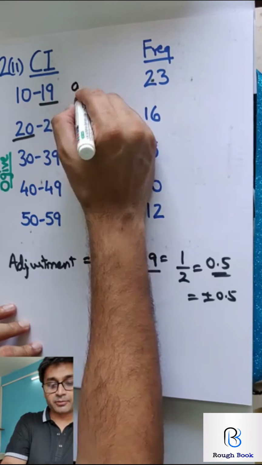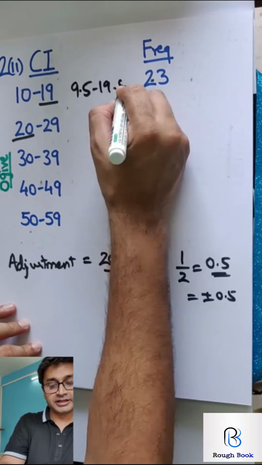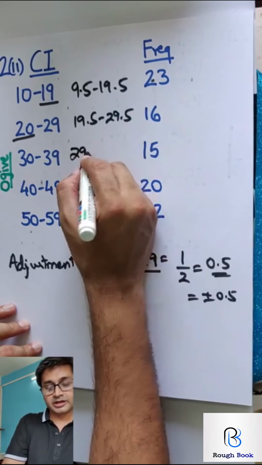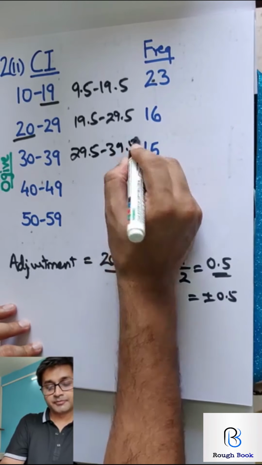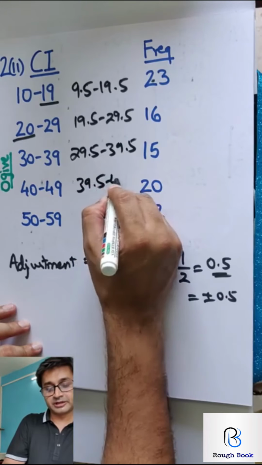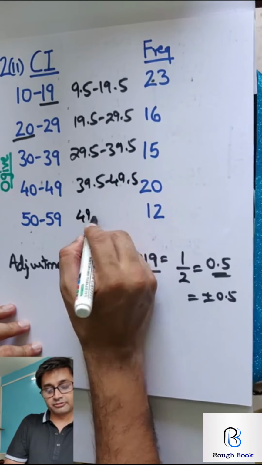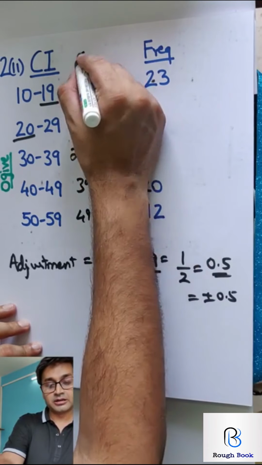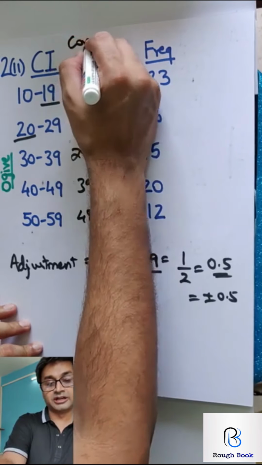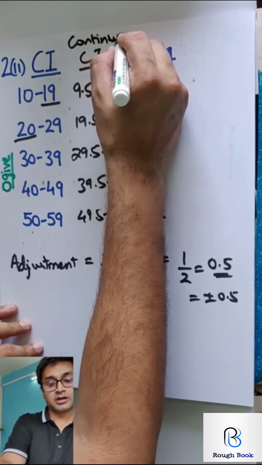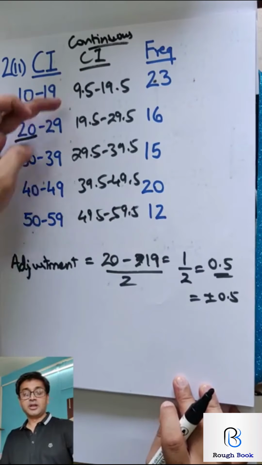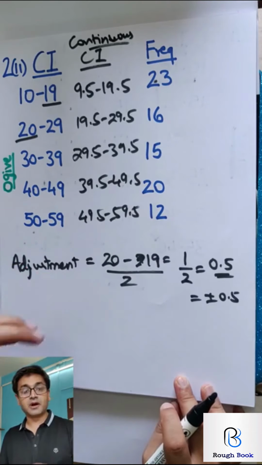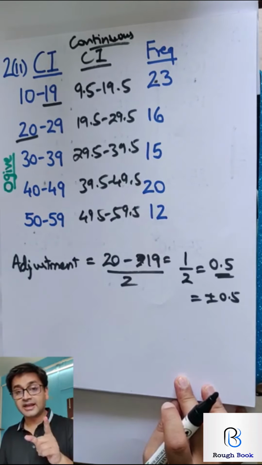So this is going to be 9.5 to 19.5, 19.5 to 29.5, 29.5 to 39.5, 39.5 to 49.5, and then 49.5 to 59.5. So that helps us to generate our class interval. Which one? Continuous class interval. Now that the continuous class interval is ready, you can easily plot your ogive. How will you plot? The reverse L technique.